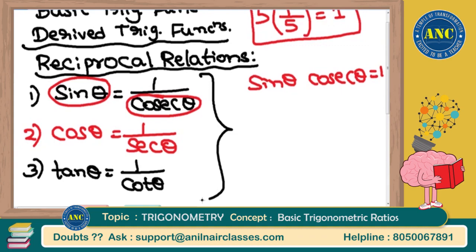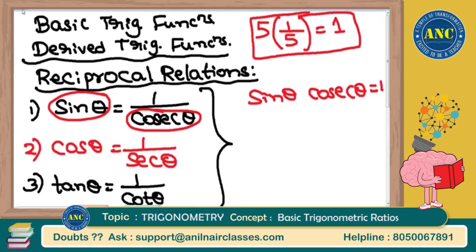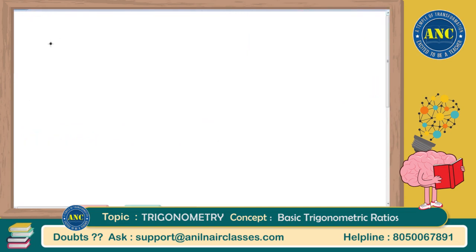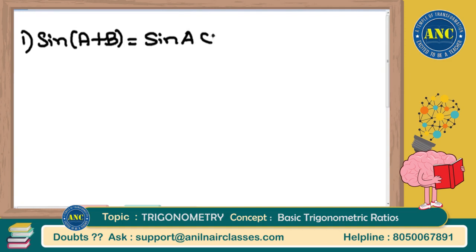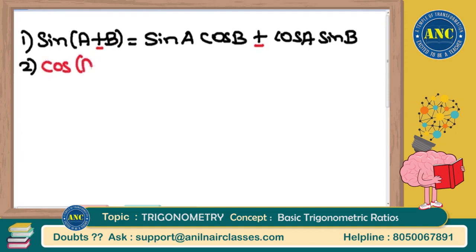Now the other thing you need to know. Before that, these are some very important values which you already know, and sometimes they might help in our problems. Sine of a plus b is sine a cos b plus cos a sin b. We will see how to remember all these things after some time. Similarly, sine of a minus b is sine a cos b minus cos a sin b.